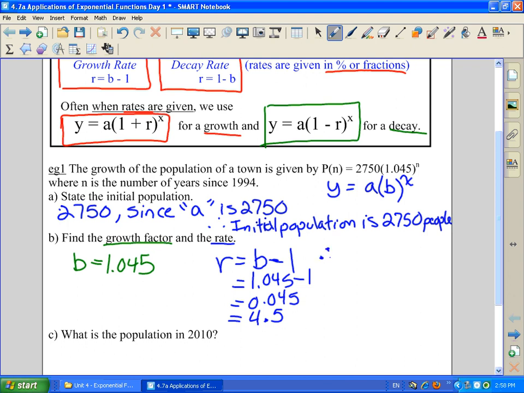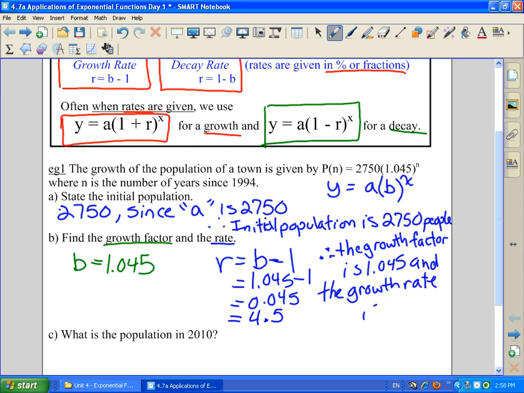So therefore, the growth factor is 1.045, and the growth rate is 4.5%. I apologize, I forgot to put my percent sign on there, so please put that back.